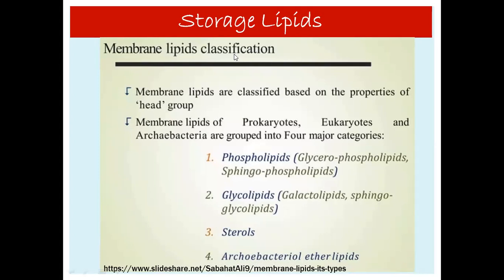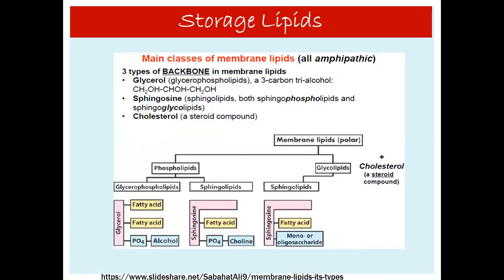Membrane lipids in prokaryotes, eukaryotes, and archaebacteria are grouped into four major categories: phospholipids, glycolipids, sterols, and archaeobacterial ether lipids. So one by one we have to see.